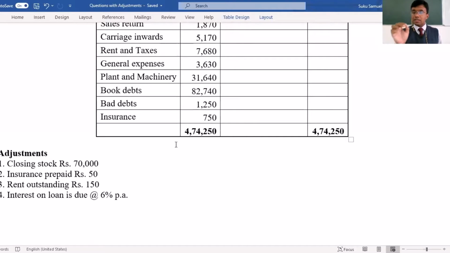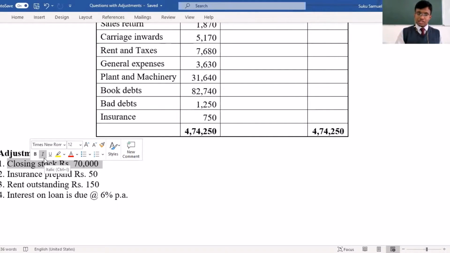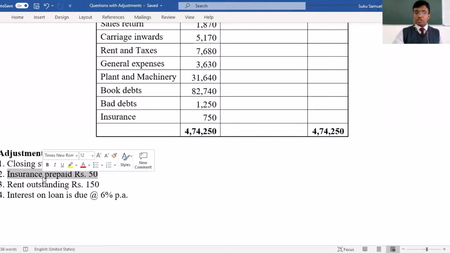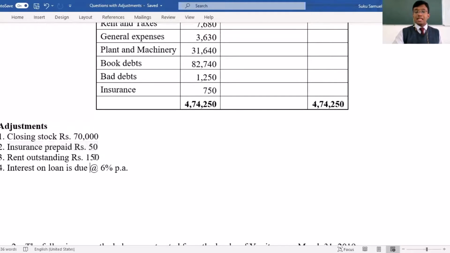Now let's look at the adjustments. Please remember, any adjustment, we will have to treat twice. First one is closing stock. Closing stock will go into trading account and balance sheet. Insurance prepaid will go into your profit and loss account and your balance sheet. Rent outstanding means outstanding expenses. This will again go into your profit and loss account and your balance sheet. Interest on loan due means this is an outstanding expense. So this will go into your profit and loss account and your balance sheet.